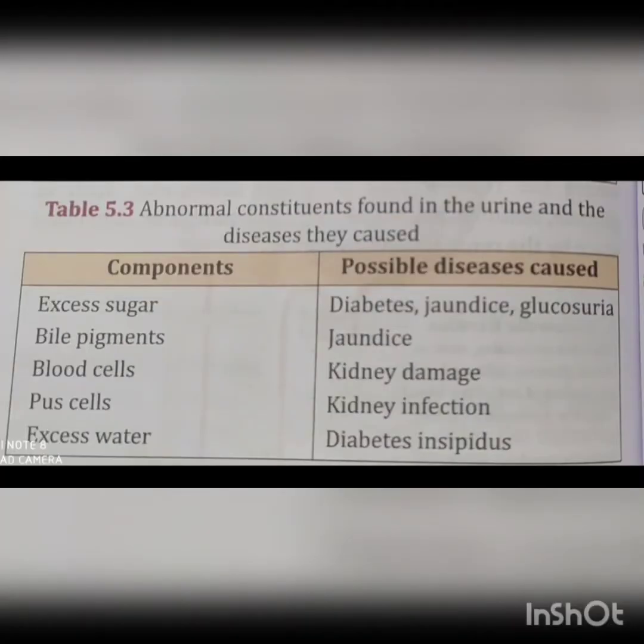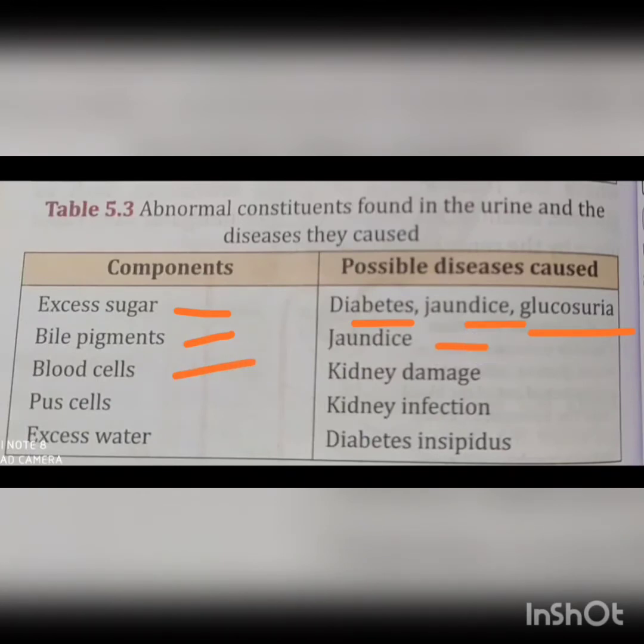The abnormal constituents found in the urine and the diseases which are caused by them. When excess of sugar is found in urine, the possible diseases caused are diabetes, jaundice, and glucosuria. If bile pigments are found in the urine, then the possible disease may be jaundice.